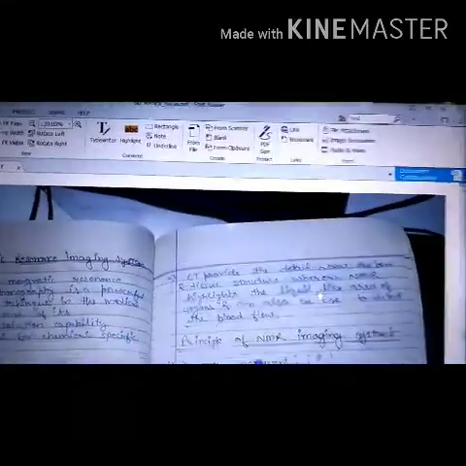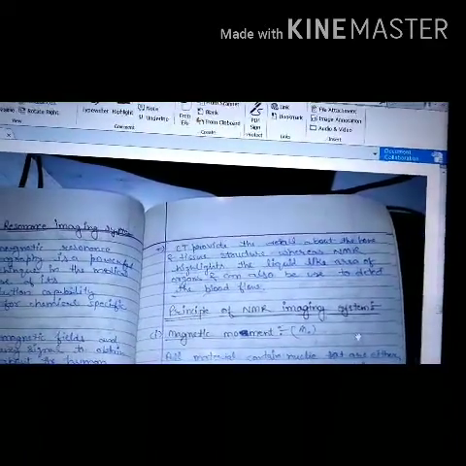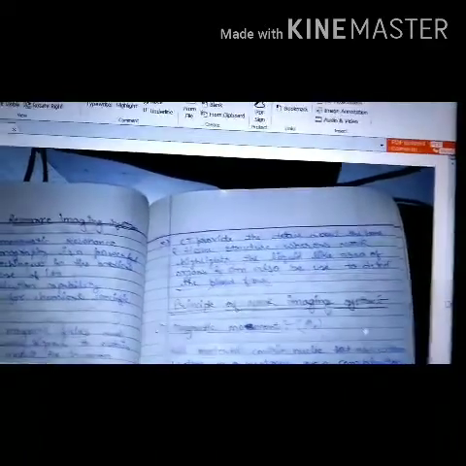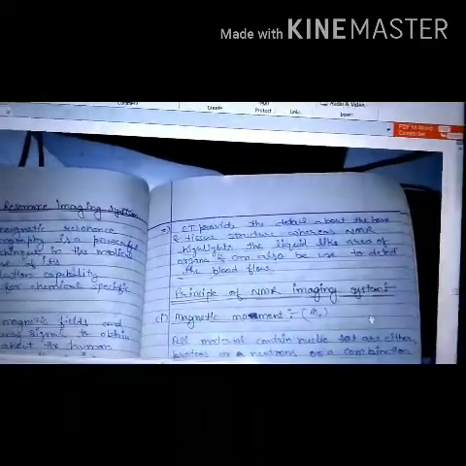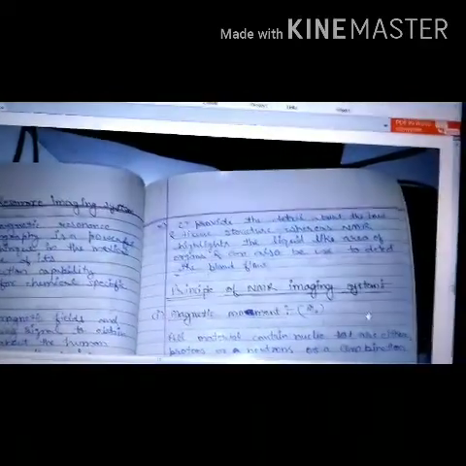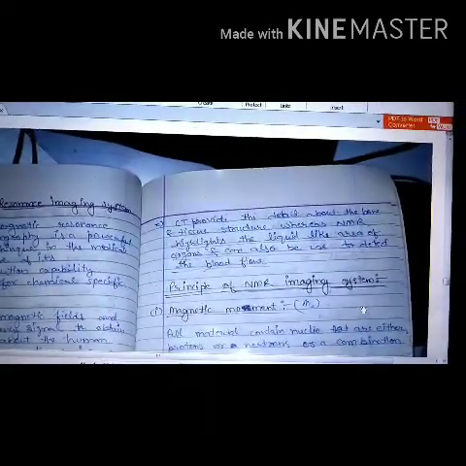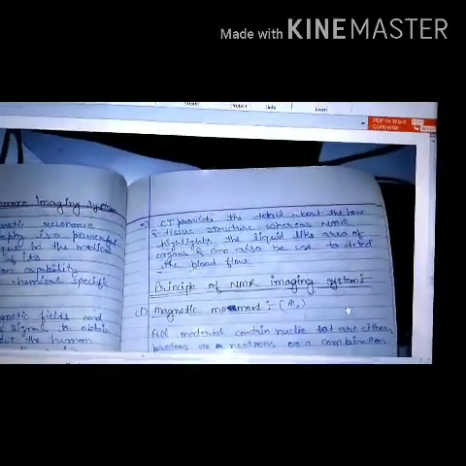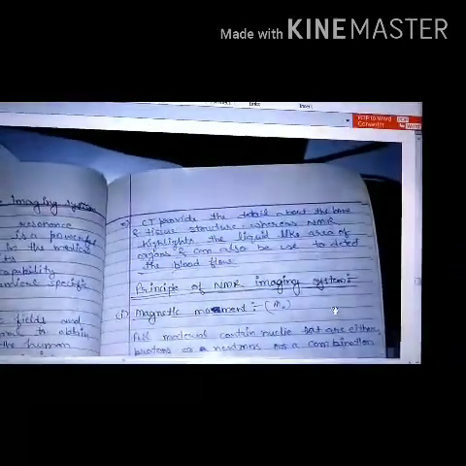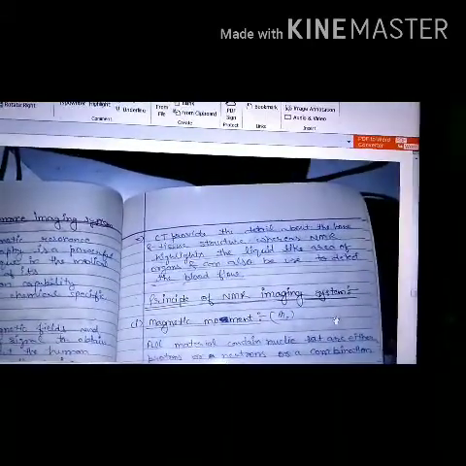And finally, CT provides the detail about the bones and tissue structure. So previously CAT scan or X-ray based tomography was used for bones and tissue structure, whereas NMR, which we are going to focus on here, highlights the liquid areas in the organs and can also be used to detect blood fluids. So this is basically focused on blood and other body fluids, and based on those their detection is made possible.